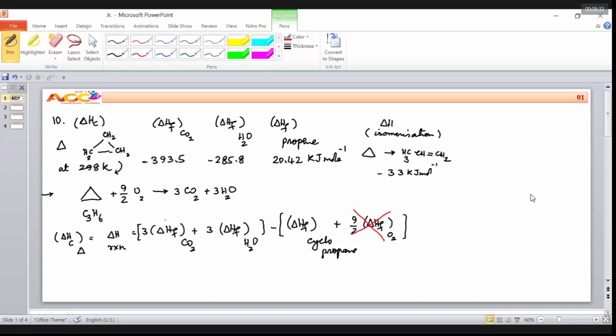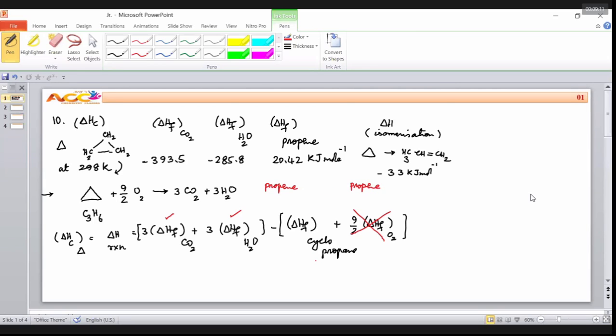Now the question is, do you have this? Yes, sir. Do you have this? Yes, sir. Do you have the enthalpy of formation of cyclopropane? No, sir. The enthalpy of formation of propene is given to you, right? Okay. That means now I have to proceed like this. Enthalpy of formation of propene. What is the meaning of formation of propene? It means I have to go by this equation, propene.